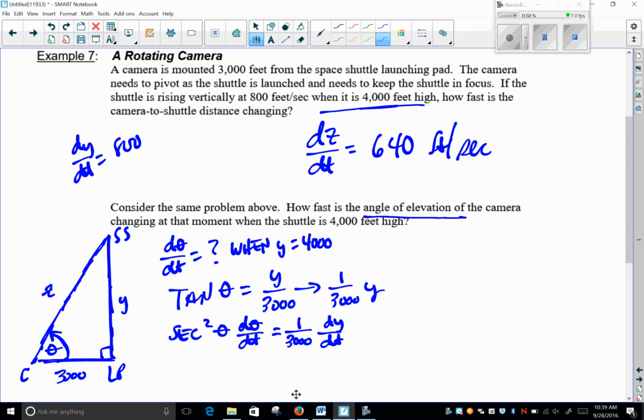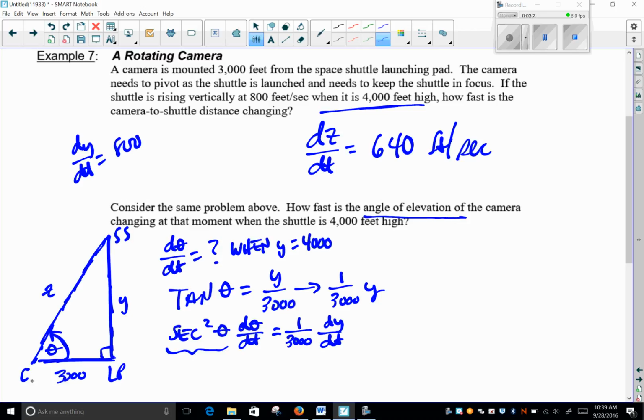Okay, so now we need to see what we know and what we don't know. We are looking for d theta/dt. We know dy/dt is 800, so we need to figure out what about this secant squared theta. Now we don't have to actually find theta, that's not the issue. We just need its secant, and then we're going to square it. Well, what do we know about secant? Secant is the reciprocal of the cosine.